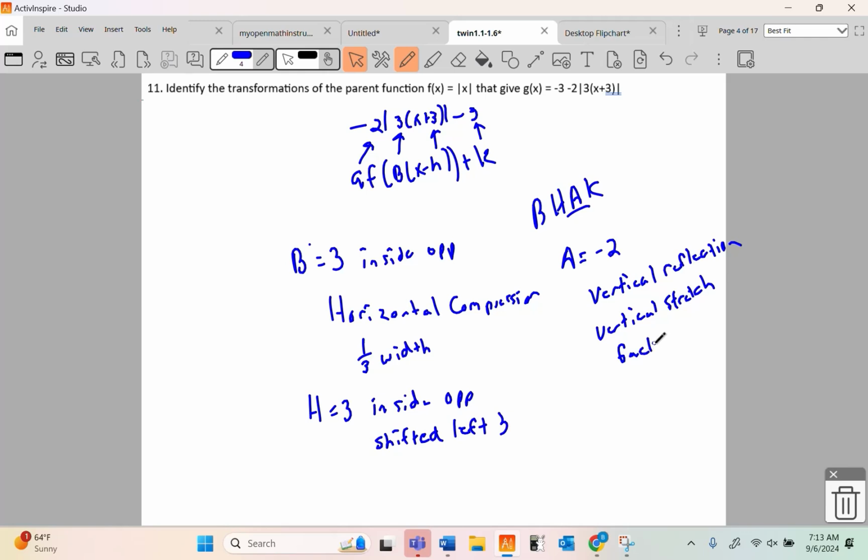Factor equal to 2. And the last thing we're supposed to look at is the letter K. And K is -3. And that's outside things we trust. This is a vertical shift down 3.